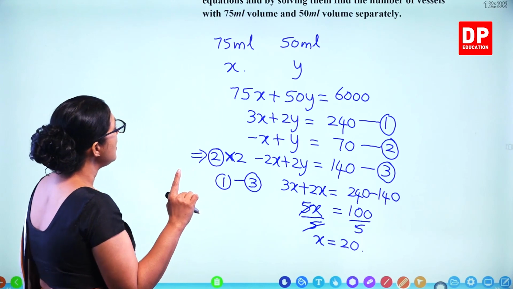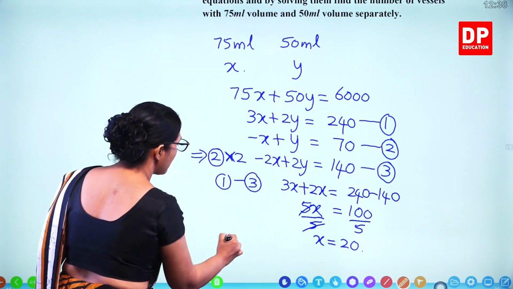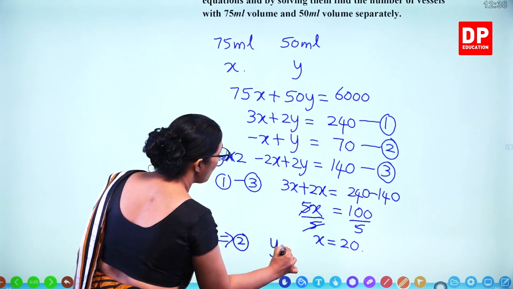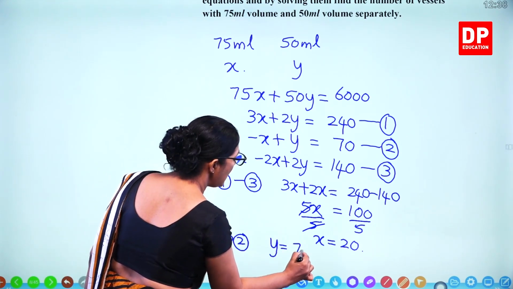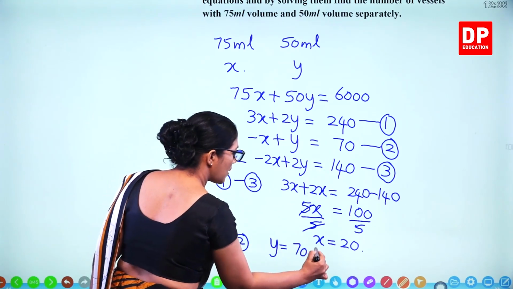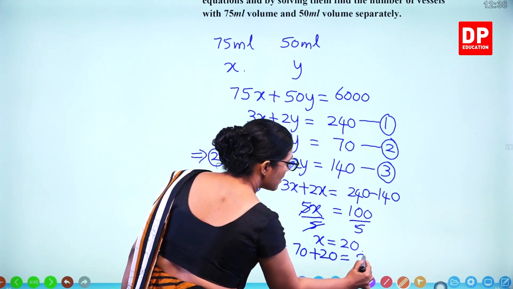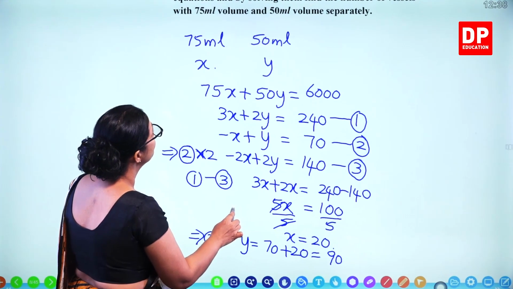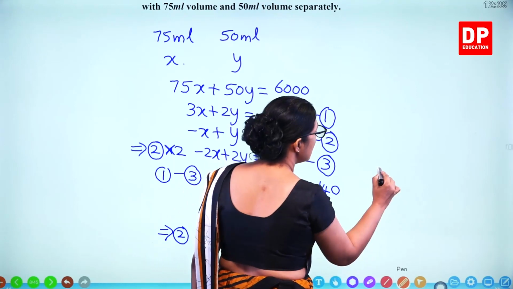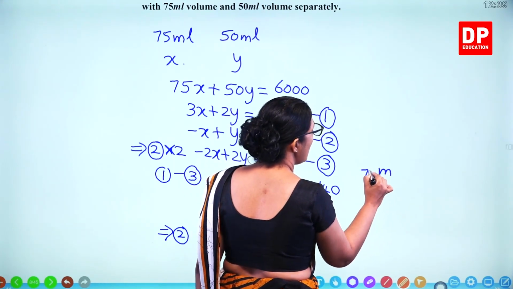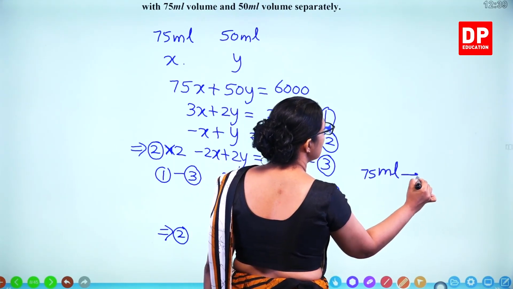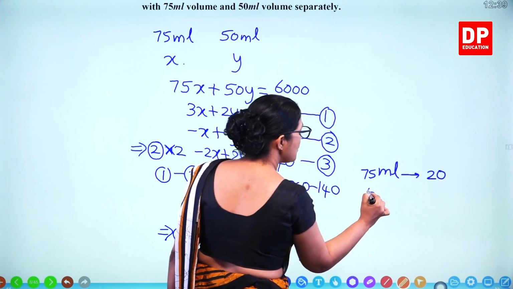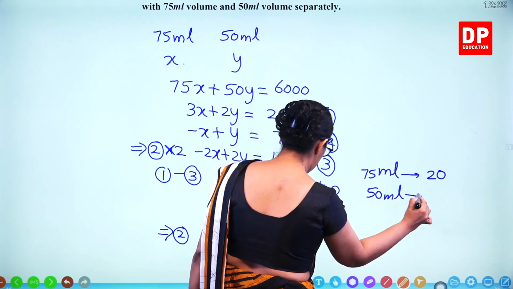So x is 20. So what is y? Take the second equation and find the y value. Y equals 70 plus x, which is 70 plus 20. That's 90. So for 75 milliliter vessels, you get 20, and for 50 milliliter vessels, you get 90.